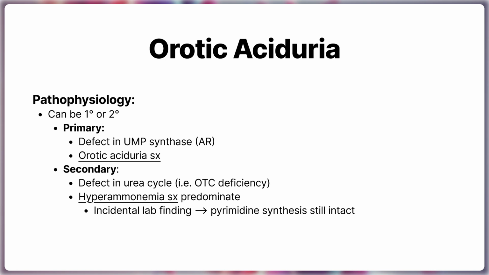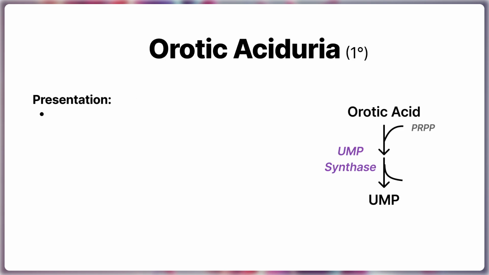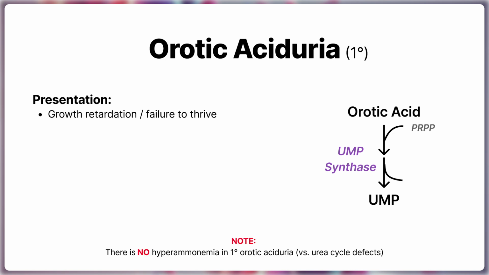Now that you know that secondary orotic aciduria doesn't cause symptoms related to orotic acid buildup, you might be wondering, how does primary orotic aciduria, which does present with these symptoms, actually manifest? Let's discuss. Because primary orotic aciduria impairs DNA and RNA synthesis, rapidly dividing cells will be affected, leading to failure to thrive and growth retardation. The buildup of orotic acid in the urine will lead to precipitation of orotic acid crystals, which may cause dysuria as well as other urinary symptoms.